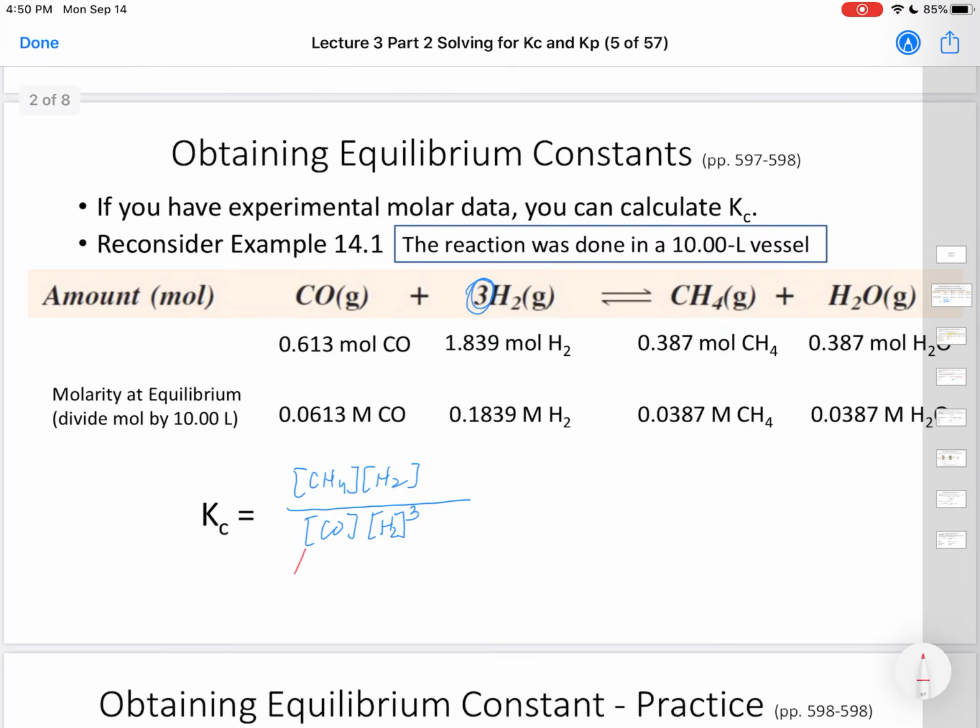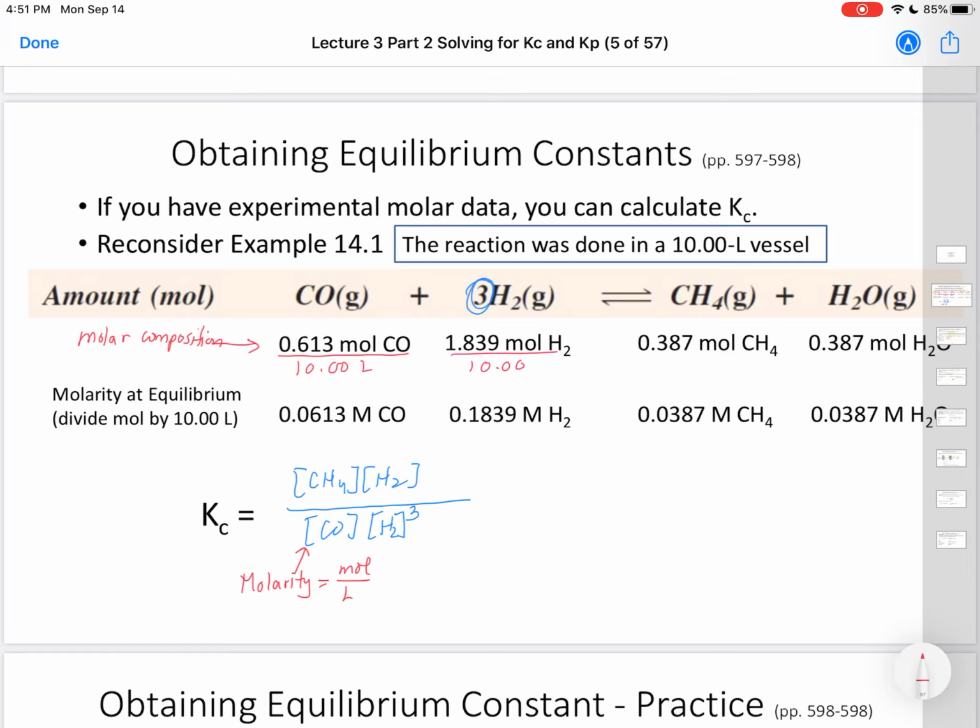It is very important to remember that these brackets really stand for molarity. So it's the molarity of CO, the molarity of H2, and so on and so forth. And remember, molarity is from chapter 12, moles over liters. Based upon the molar composition we found in the previous video, all we need to do to convert to molarity is divide by the reaction vessel volume. In this case, it is 10 liters.